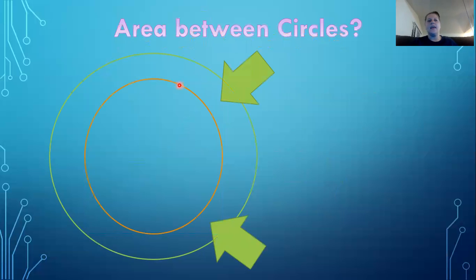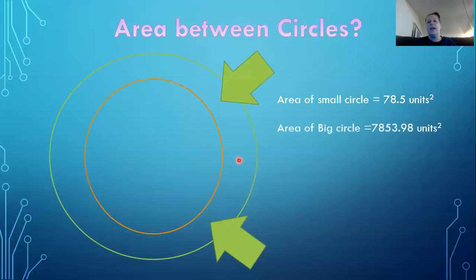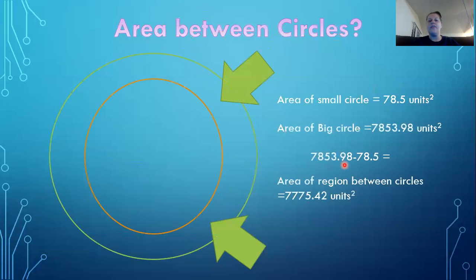Now, what is the area in between both the smaller circle and the bigger circle? We know the area of the smaller circle is 78.5 units squared, and the area of the bigger circle is 7,853.98 units squared. So all we're going to do is subtract the smaller circle from the bigger circle, giving the region between our two circles the area of 7,775.52 units squared.